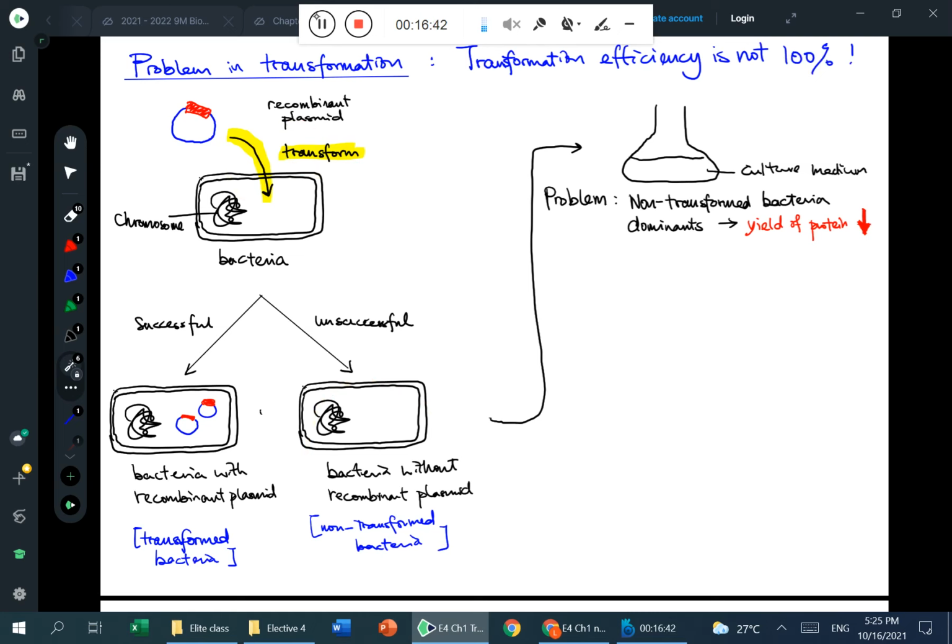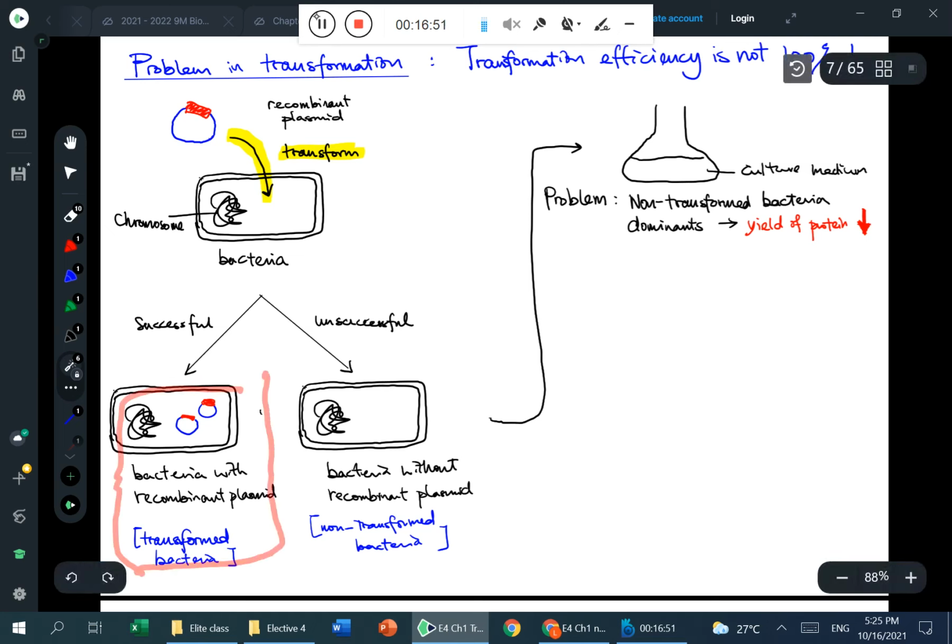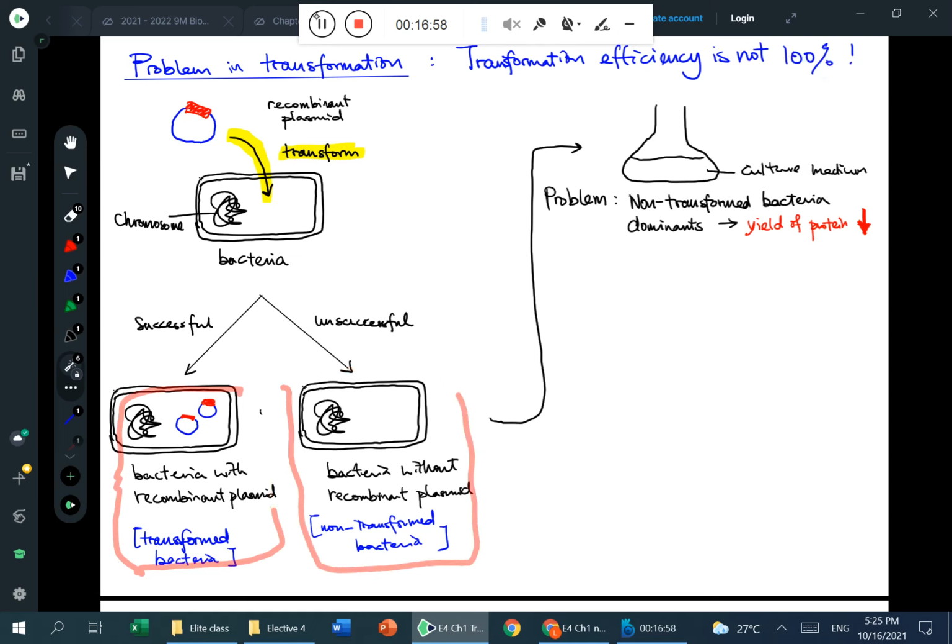So how to solve this? The key to solving this problem is to find a way to distinguish these two types of bacteria, the transformed one and the non-transformed one, and find a way to eliminate the non-transformed bacteria before, remember, you have to do this before you let it grow into a large population.